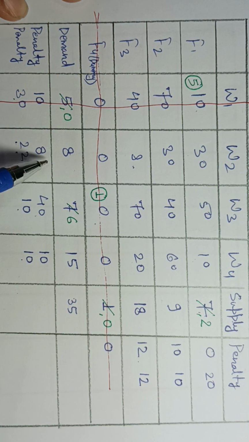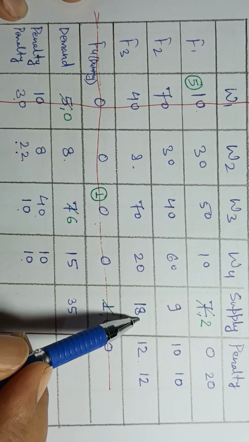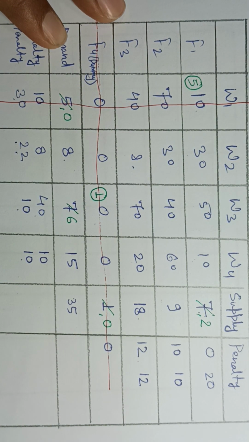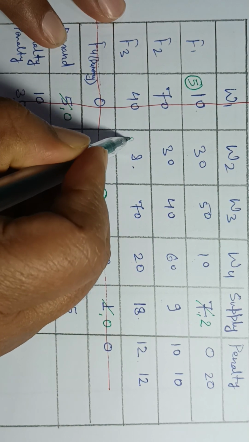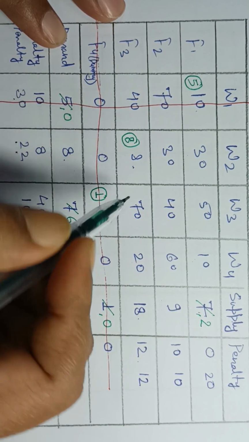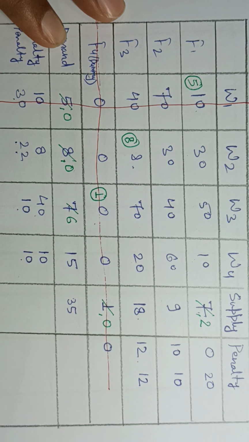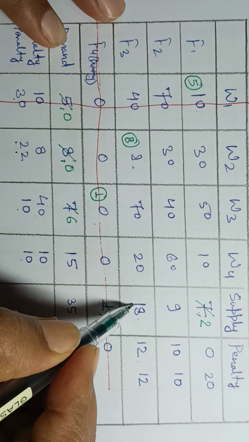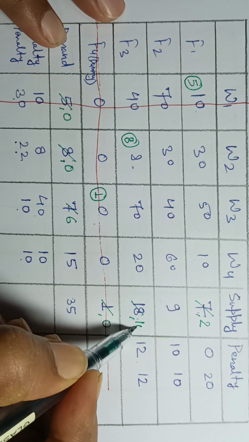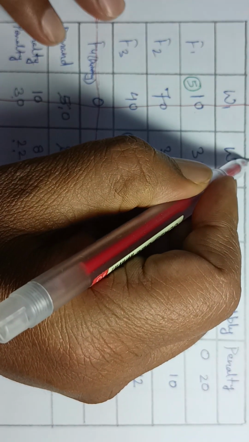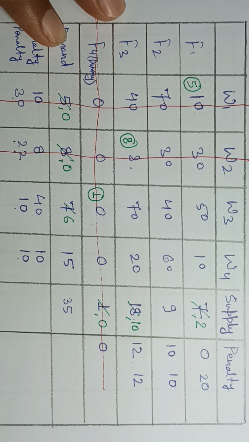So here, how many units can we allocate? Demand is 8 and supply is 18. So we can allocate 8 units directly, and this will be exhausted, remaining 0, and here 8 units, so the remaining would be 10. So right now the second column is exhausted.